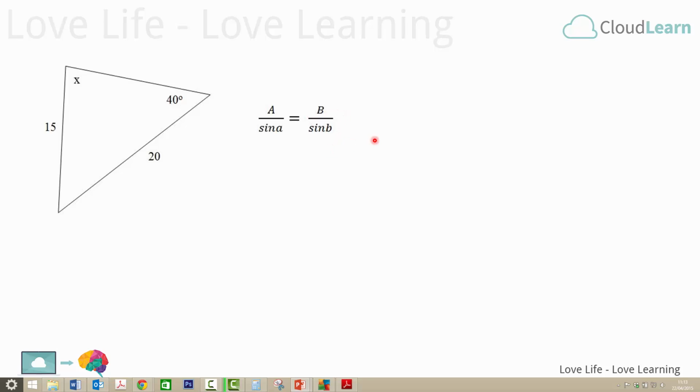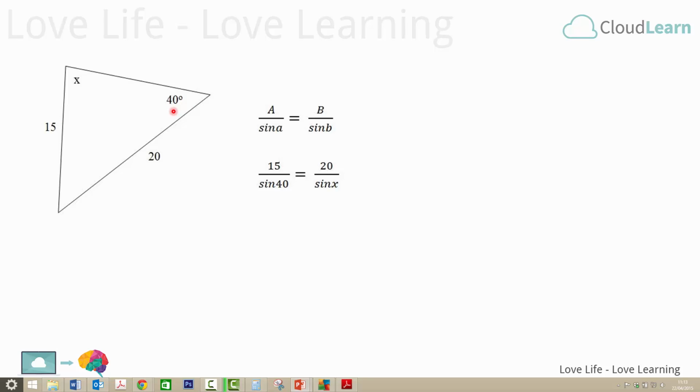Now the big question in most people's minds when they do this sort of thing is what's a and what's b, and what's angle A and what's angle B. Well, you decide those as you work through the problem yourself, and in this case we're going to say, let's make the 15 here side a, then the angle opposite that will be angle A, so a over sine A will be 15 over sine 40, as you can see here.